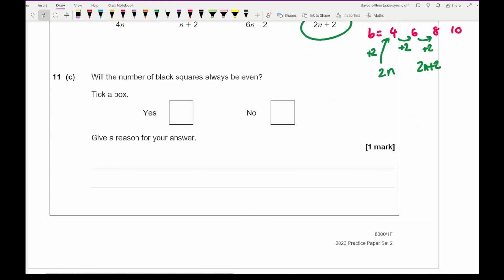The next question then says, will the number of black squares always be even? Tick a box. Well, if I have 2n plus 2, 2n is always going to be even because multiplying any number by 2 is going to give an even number. And if I add an even number to an even number, it's going to give me an even answer. So the answer is going to be yes.